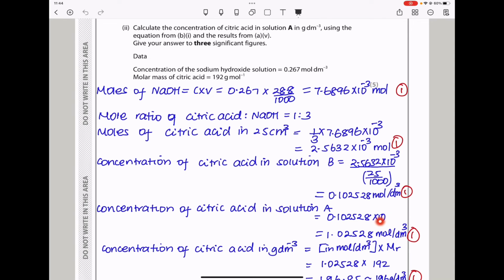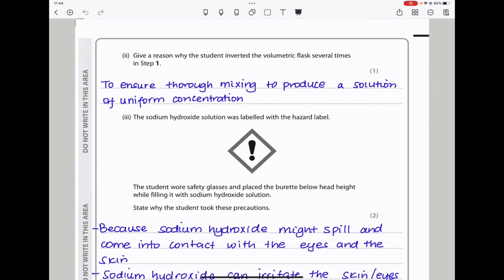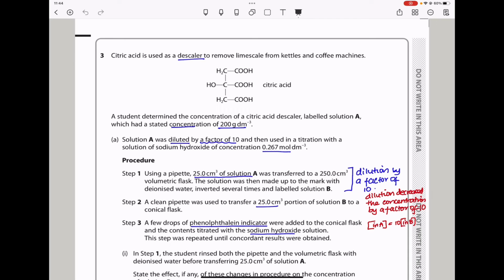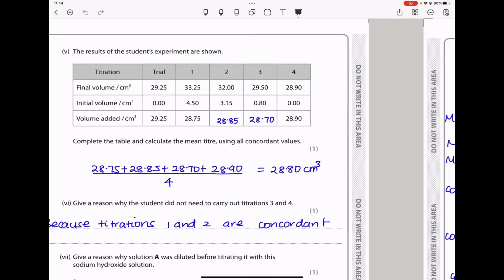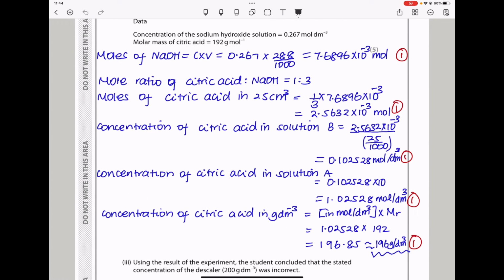0.102528 times 10. Remember, this is going to be tenfold, and again, to take you back here, I did that. Here, I said concentration in A is going to be 10 times the concentration in B. So we can just multiply by 10 to get the concentration in the other, which I did here, and I got that.